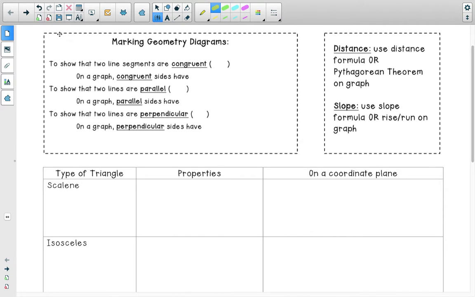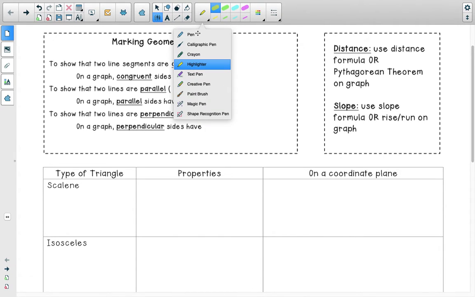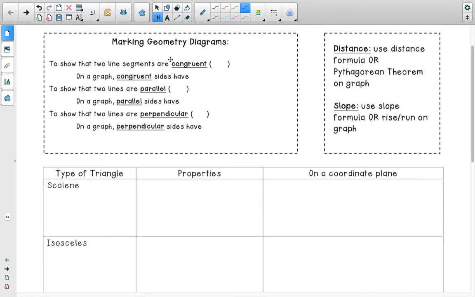This video is on coordinate geometry, plane shapes. So marking geometry diagrams is very important to be able to do and know what the symbols mean. To show that two line segments are congruent, we need to know the symbol for congruent and we need to know what it means. So congruent means, I'm going to write it over here, it's when you have the same shape and the same size.